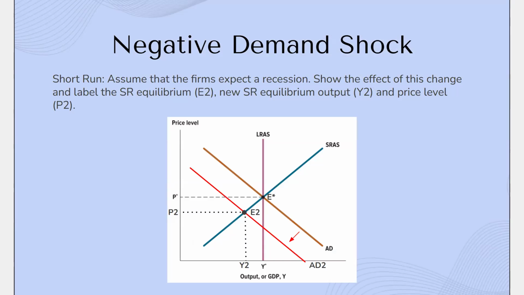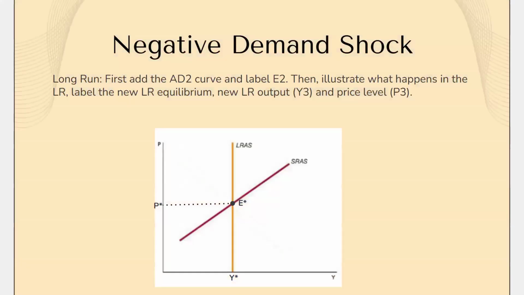Remember to label the new price, output level, and equilibrium. At our new equilibrium E2, both output and price are less than before. This indicates an economic recession and a low demand for inputs. Now onto the long run.